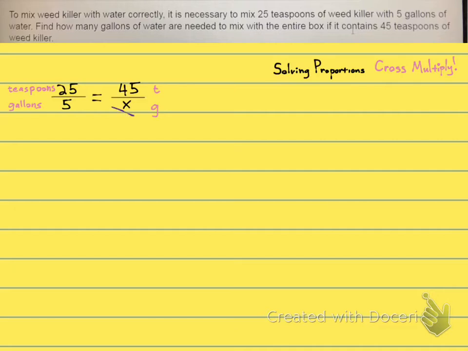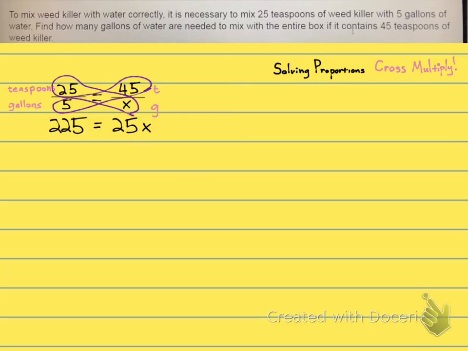On one side, I'm going to have 25 times x. And that'll give me 25x. And on the other side, we're going to have 45 times 5. And you can type that into your calculator, and you're going to get 225. Now we have a linear equation, because my x is to the first power, and we can solve it.